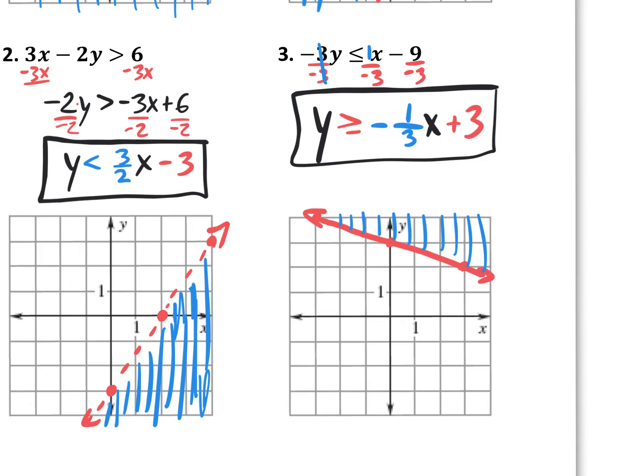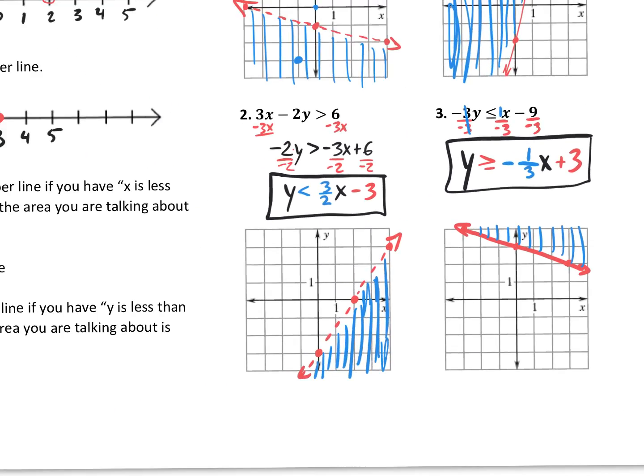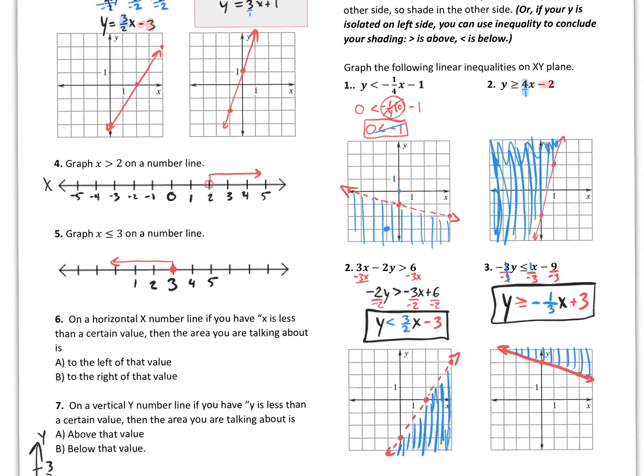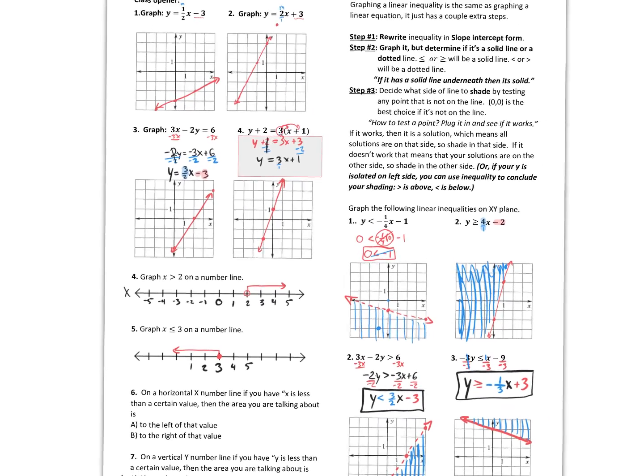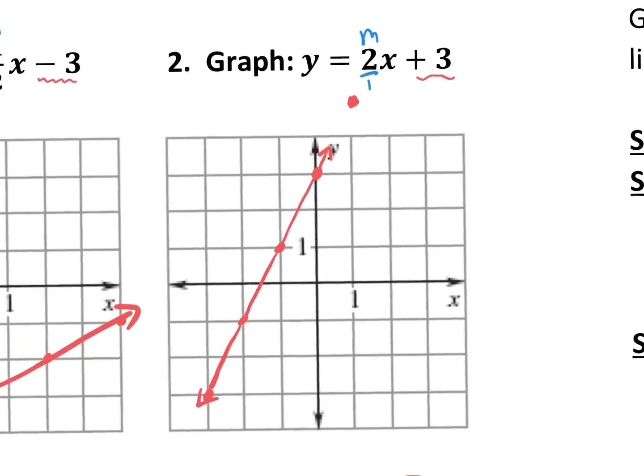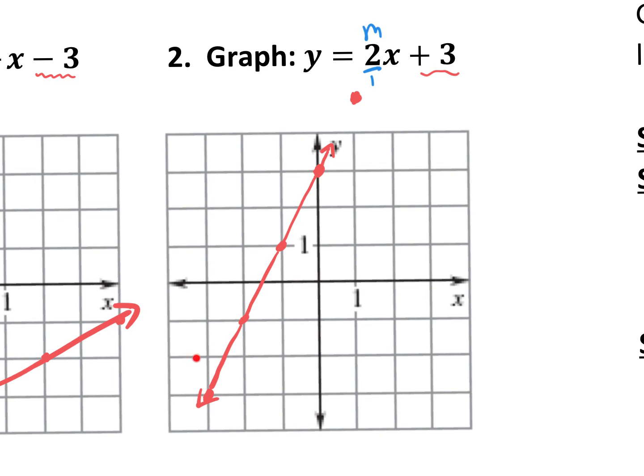Okay? So I hope this lesson makes sense. I hope this video helps you understand how to graph inequalities, which is pretty much the same thing as graphing regular equations. The only difference is before drawing your line, you got to decide if it's solid or dotted. And then after that, if it's a greater than symbol, you shade above. If it's a less than symbol, you shade below. Right? That's simple.